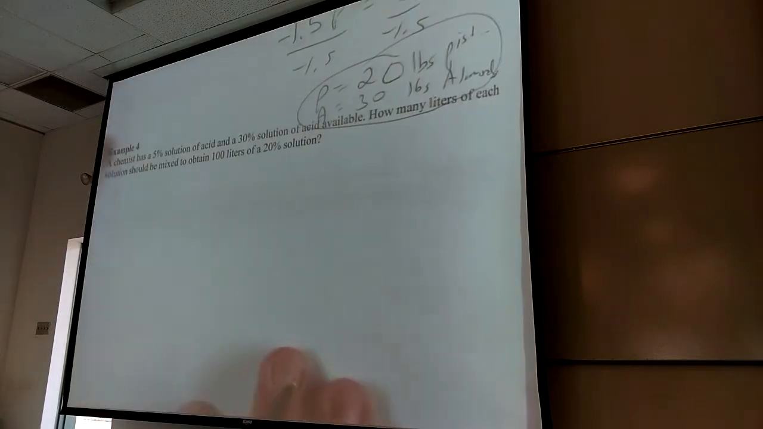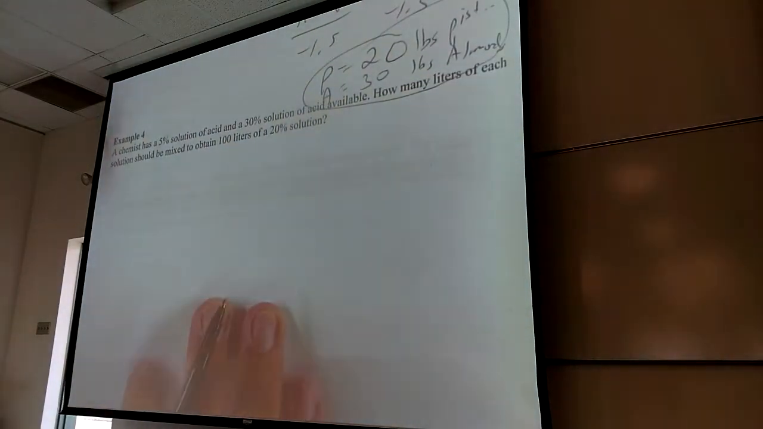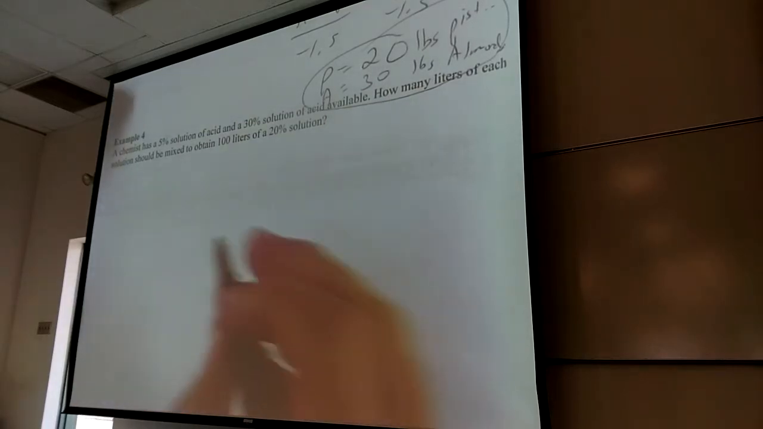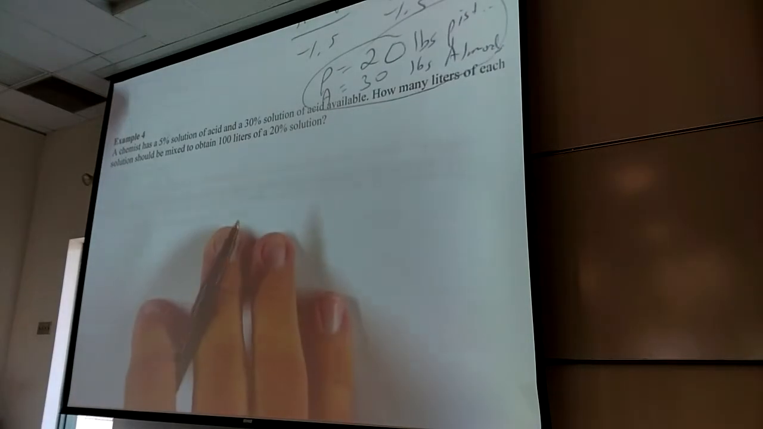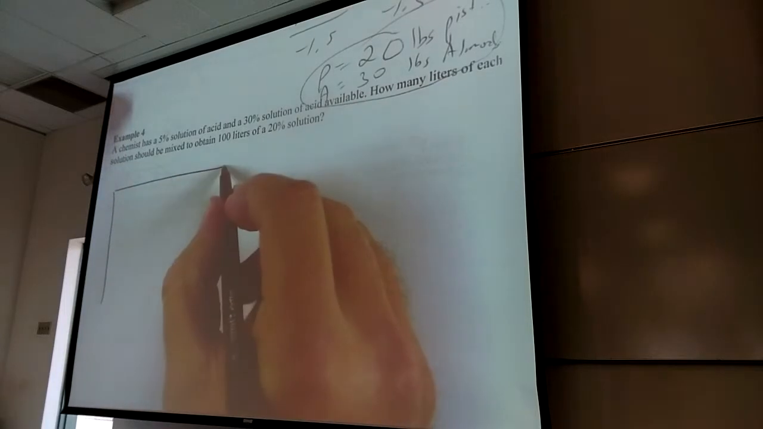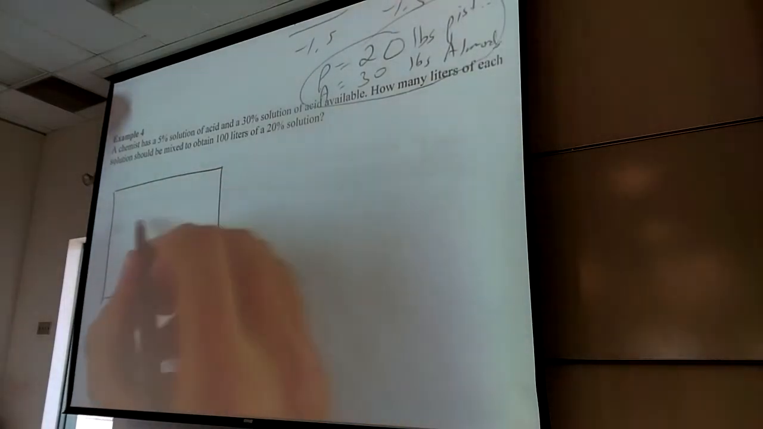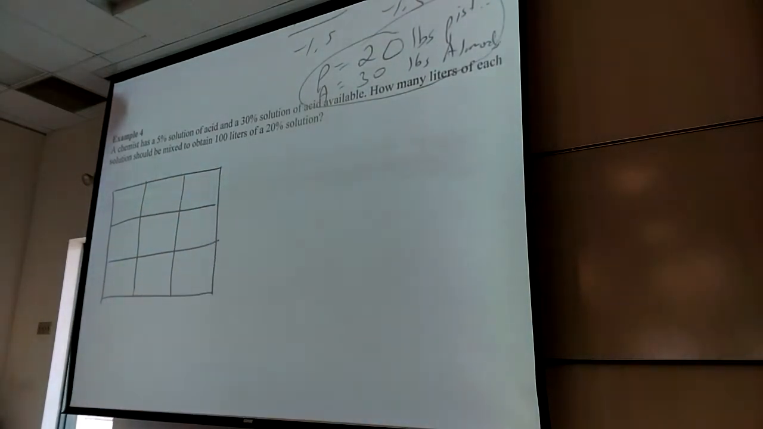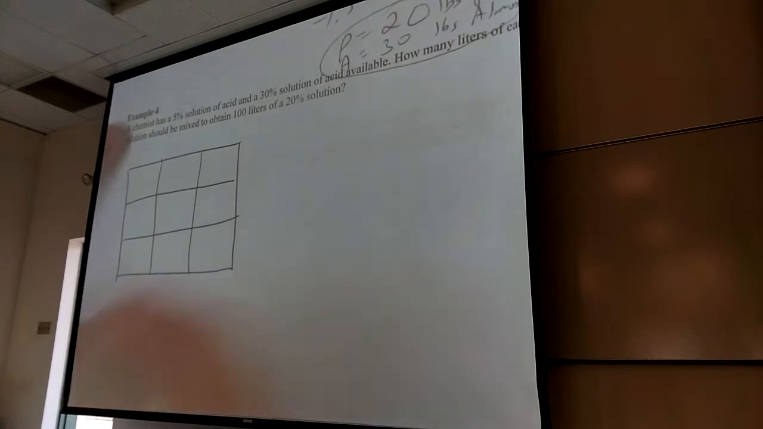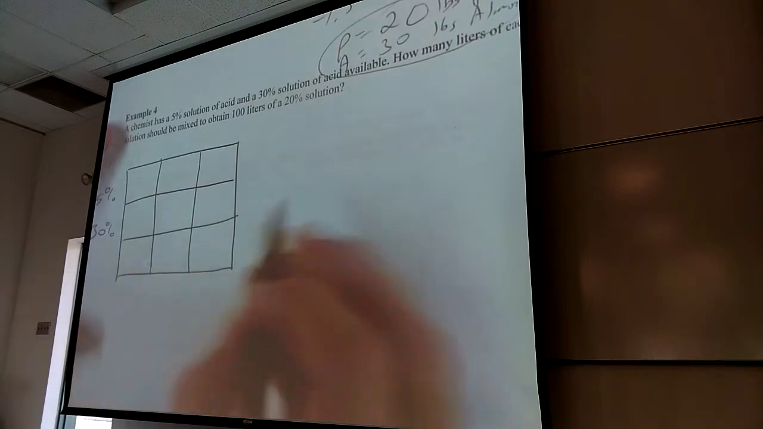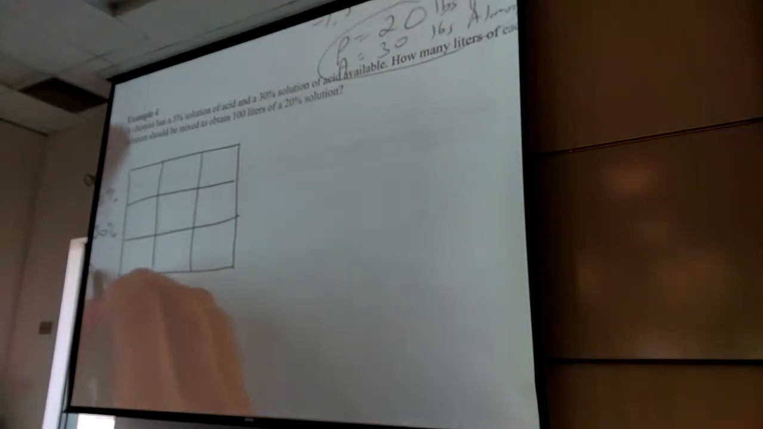So how do we solve this? This is the one I'm definitely going to show you a little chart. This chart's kind of nice. We did a chart for distance, rate, time problems. So we have a 5% solution, a 30% solution, and at the final, it's going to be a 20% solution. Final mix.